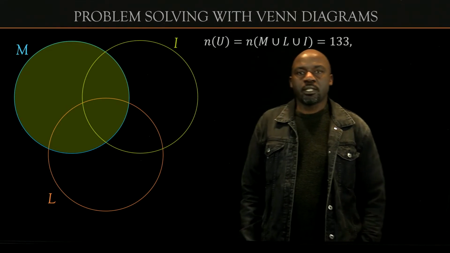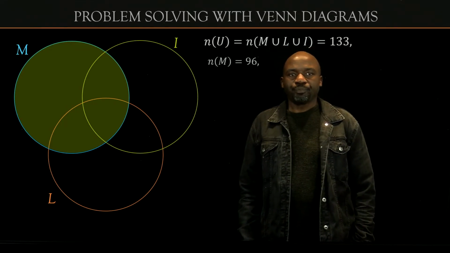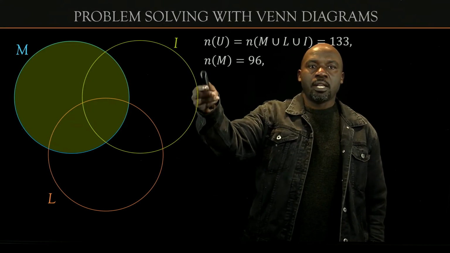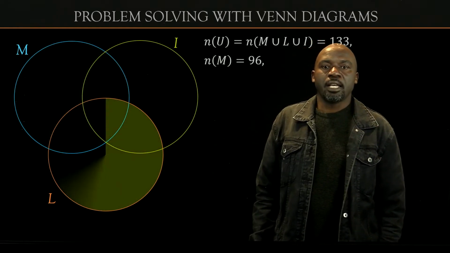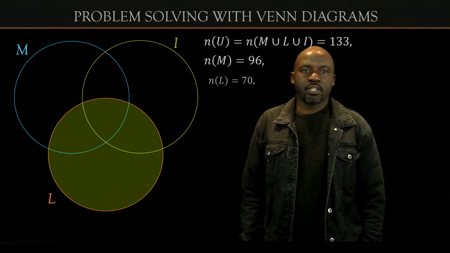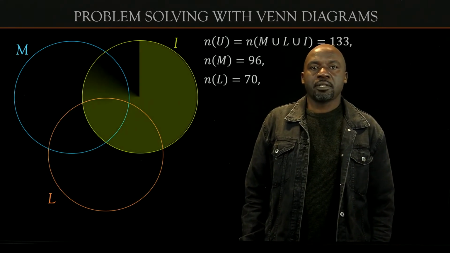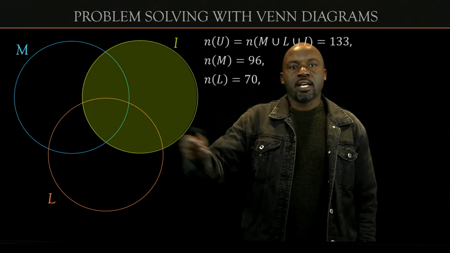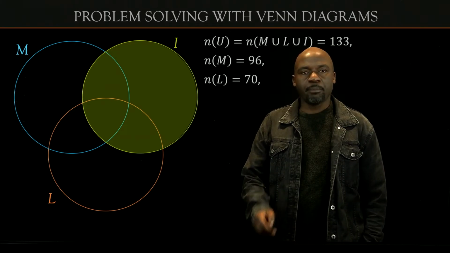We know that the members that own mining shares, there are 96 of them. So the number of elements in the set M must be 96. The number of elements in the set L, those who own oil shares, that must be 70, I think, yes. And the number of members that own industrial shares, that is N of I, must be 70. So those are the cardinalities for membership.